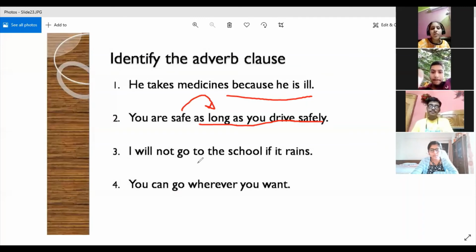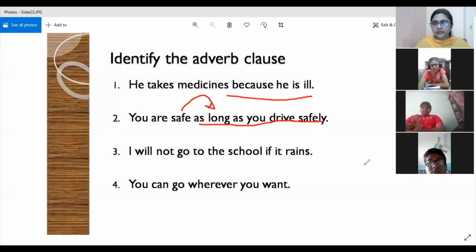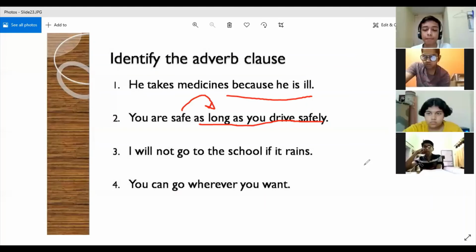Next, I'll not go to the school if it rains. This one is simple. Come on, try it out. I see the same students raising their hand.